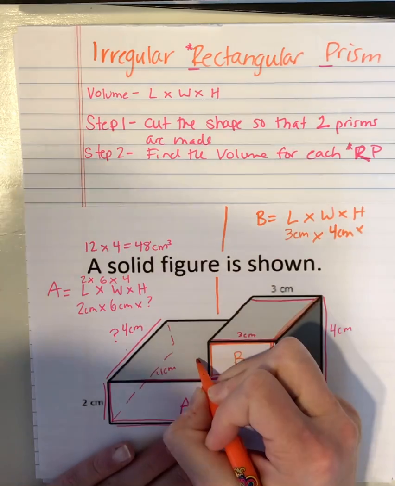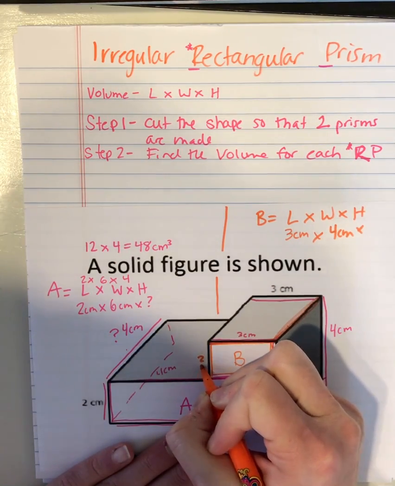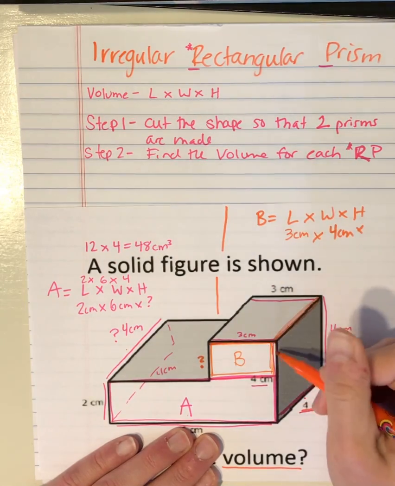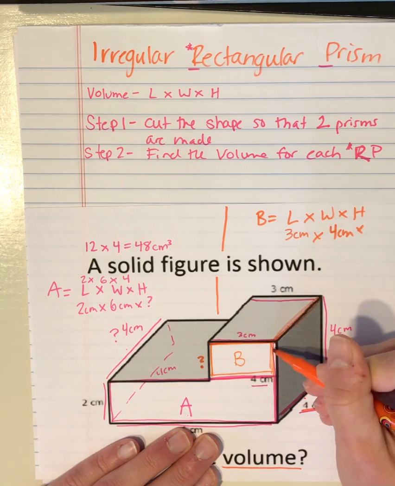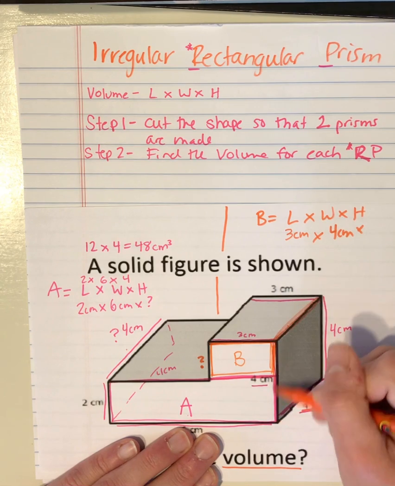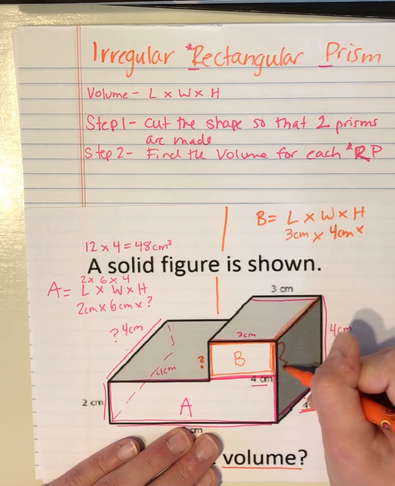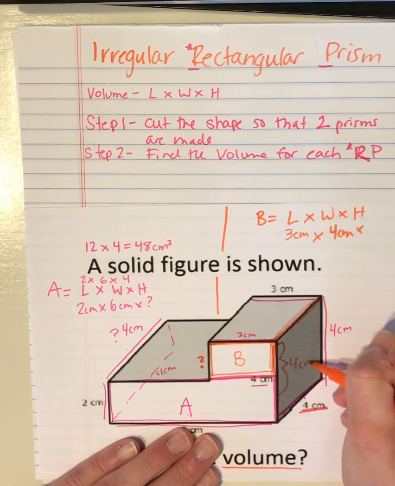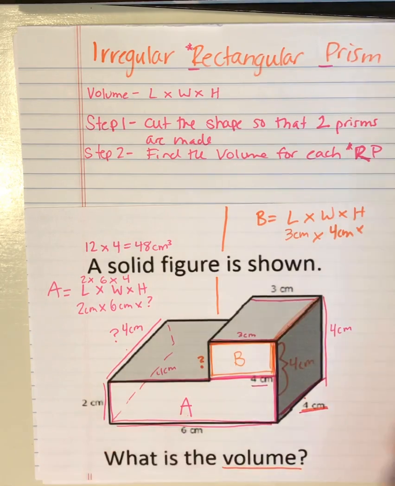And then I need to know this height. So I know the total height is 4 centimeters, but that's for this little piece of orange and this pink. So this total is 4 centimeters. I'm only looking for how much the orange is. So I have to use my math knowledge.